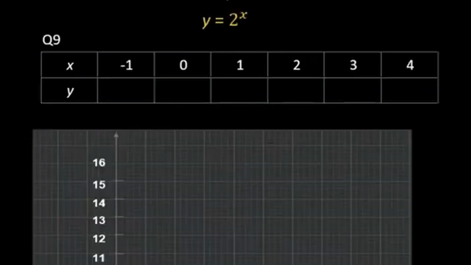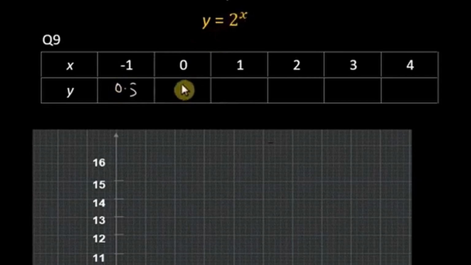So in question 9, we're given a function y is equal to 2 to the power of x, and we're given a table. We're to complete the table and then draw the graph. Let's proceed. So here we have x is equal to negative 1. Then 2 to the power of negative 1 is really 1 over 2, which is a half. So let's put that in.